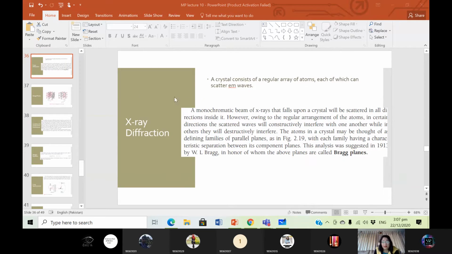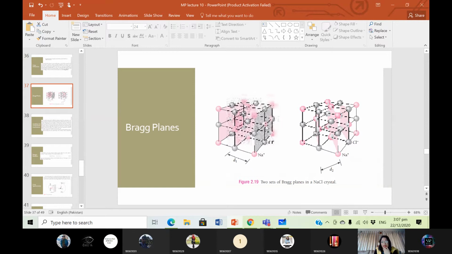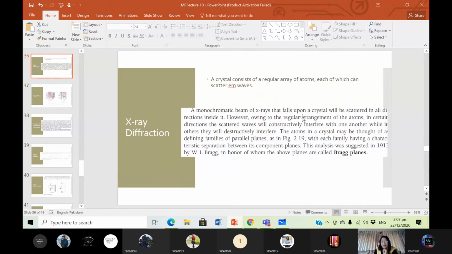Once the X-rays are produced, we can analyze the beam of the X-rays. If the monochromatic beam of X-rays falls upon a crystal, it would be scattered in all directions. Okay? Because we talked about crystals yesterday, which have spacing between the atoms. And the spacing between the atoms acts as a diffraction grating, okay? So when X-rays fall upon a crystal, which consists of a regular array of atoms, it can scatter electromagnetic waves because it acts as a diffraction grating.